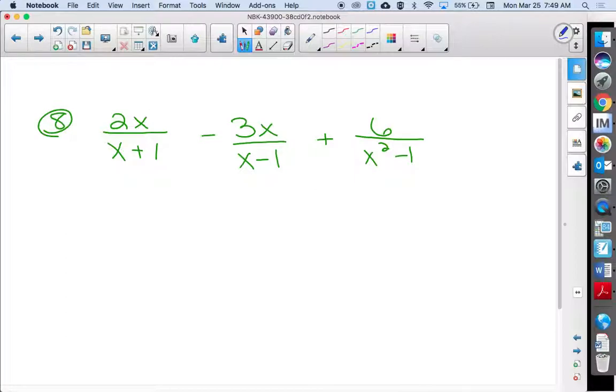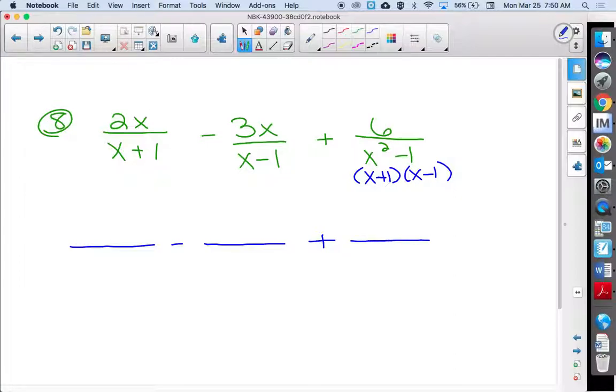Julian? The third one. Yeah, the third one. How would x squared minus 1 factor? x plus 1 times x minus 1. Right. So factor it first and make sure that you keep it in factored form. So Julian, what would the least common denominator be for those 3 fractions? x plus 1, x minus 1.